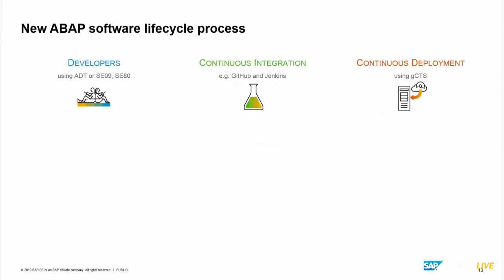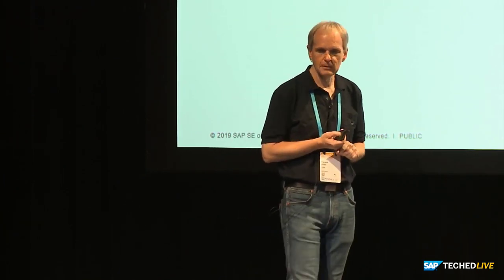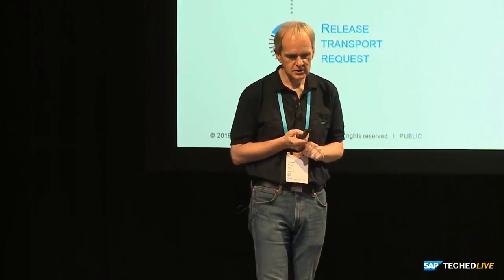So what does this new world look like? Developers, as usual, can work with ABAP development tools, ADT, or classically, as they want, with SE80 or SE09. This does not change. If the developer changes or creates coding, this is stored in a transport of the CTS, and the changes are tracked in this transport. When he is done with his development, he releases his transport, and this is now new. What happens now? The transport is not exported, but the change is pushed to Git.